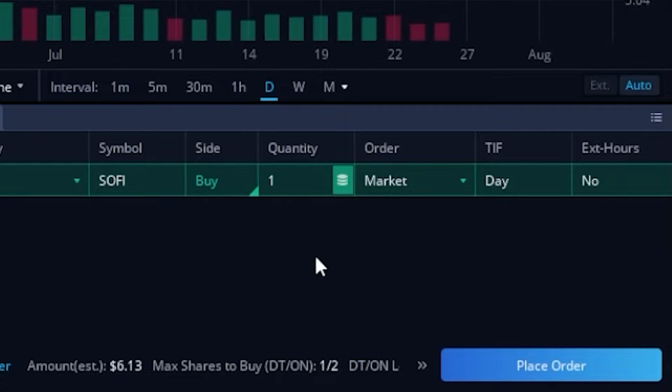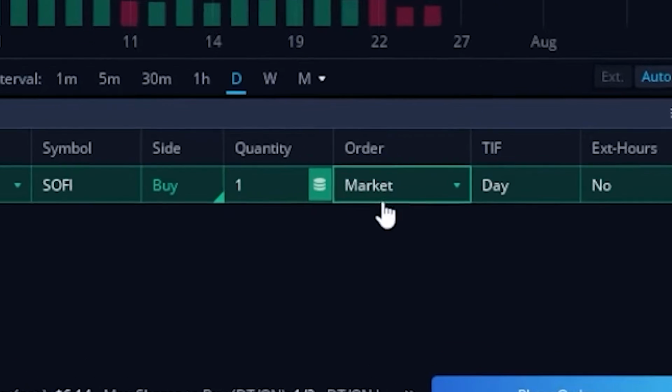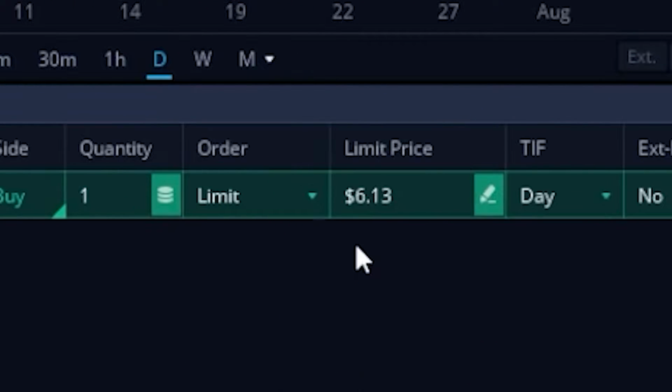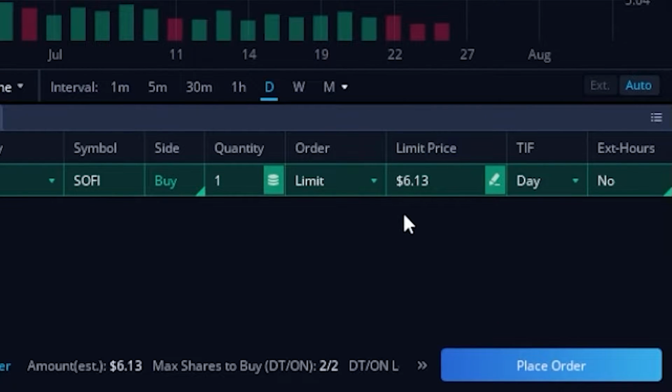Now, the next order type that you guys have available to you, if we click on the order type here, is going to be a limit order. Now, this type of order is going to be used if you guys have a specific price in mind and you only want to buy or sell the stock at this price or better. For example, you can see here that this stock is actually currently trading for $6.13. But let's say I only wanted to buy it if it dropped down to $5. So I could go ahead and click in there, type in 5 and hit enter.